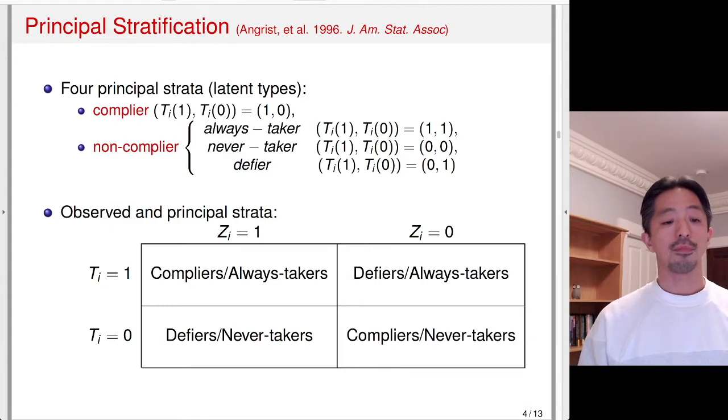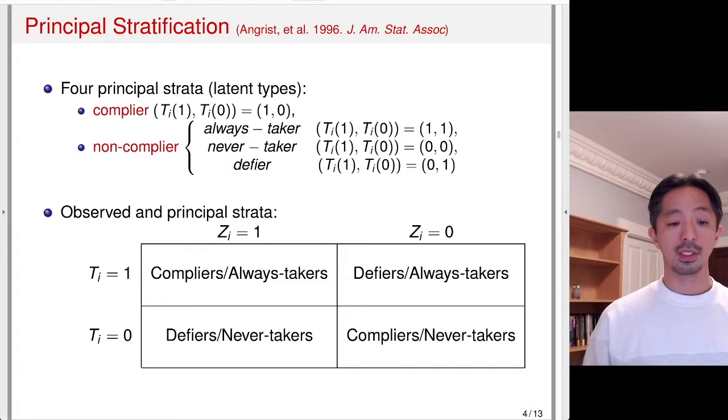Now think about the people who are encouraged and receive the treatment. That's the upper left corner cell. That's a mixture of compliers and always takers. These are the people who are encouraged and receive the treatment, so they are either compliers or always takers. We don't know which, because we don't know what they would have done if they weren't encouraged. They may have still taken the treatment, in which case they are always takers. If they wouldn't take the treatment without encouragement, then they would be compliers.